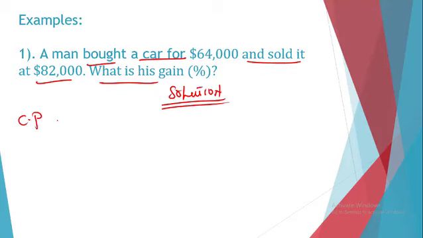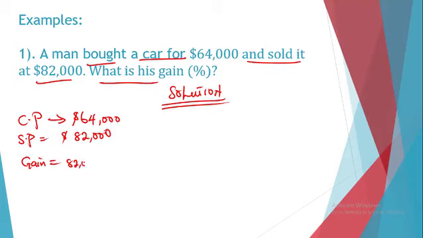For cost price, that is the price he bought the car, is what? $64,000. Is that correct? Then the selling price from the question is $82,000. So that means his gain is equal to 82,000 minus 64,000. What do we have? We have $18,000. Fine. Now that is the gain.